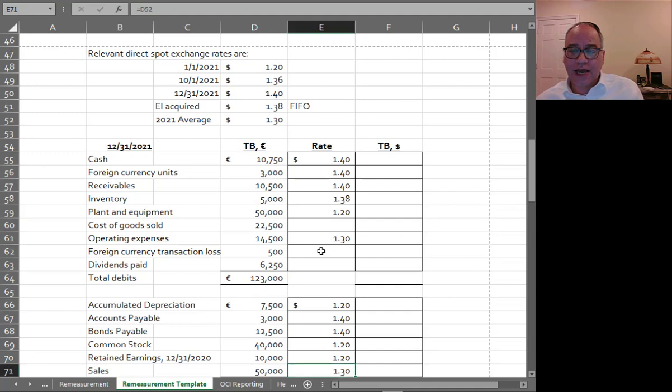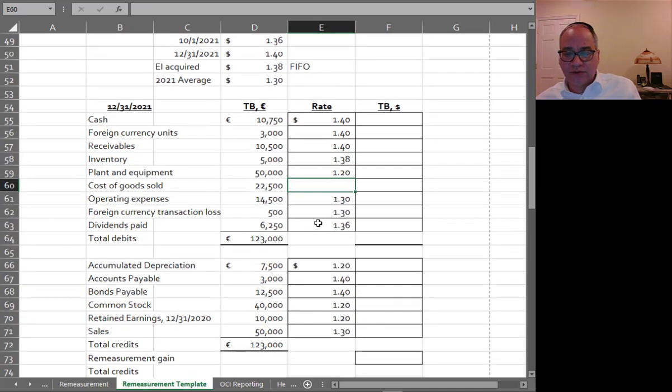The foreign currency transaction loss, you're probably thinking it could go at the date of the transaction. It's an expense like any other, and it's going to go at the average rate. The dividends paid, on the other hand, needs to go on the date of the dividend and be $1.36. So that leaves us with cost of goods sold.